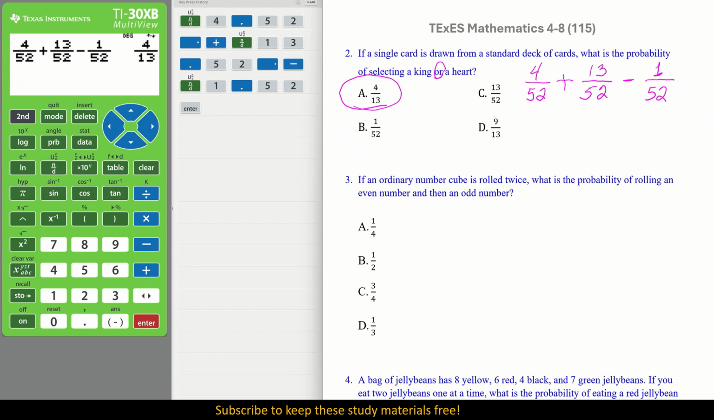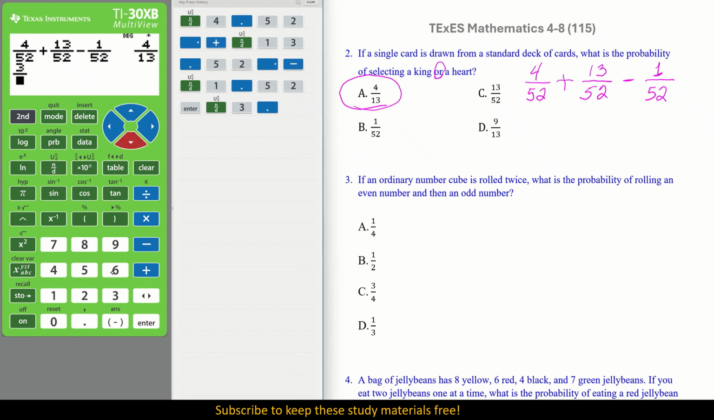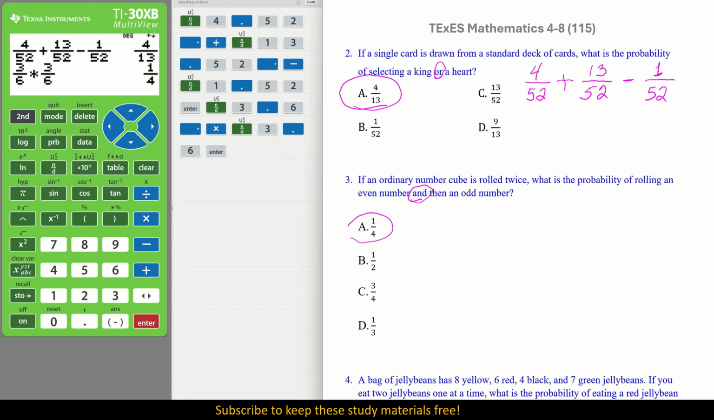So we don't have to worry about subtracting out things that happen at the same time. So this is all we have. We have our fraction, 3 out of 6. Don't worry about reducing. And it says the word and. That means multiply them. It's not like above where it says or. And now we have another fraction that is 3 out of the 6 total outcomes, which gives us 1/4, and that is also A.